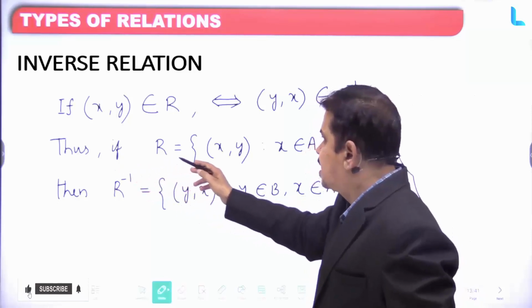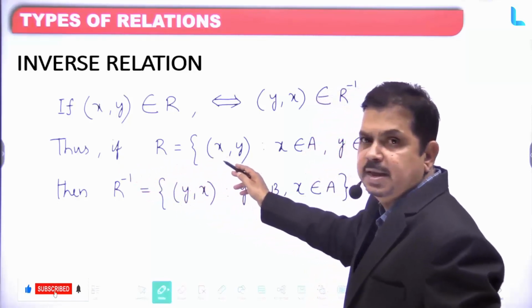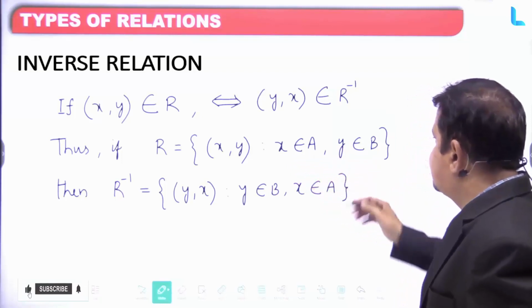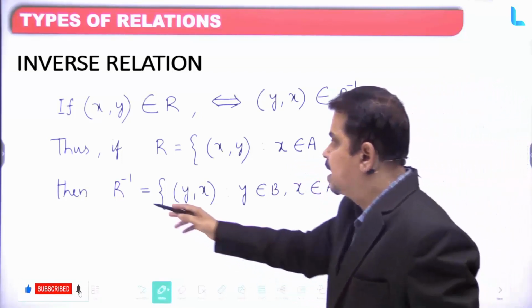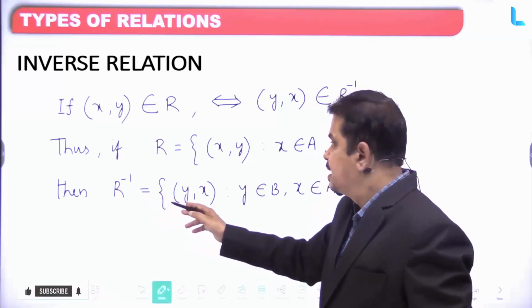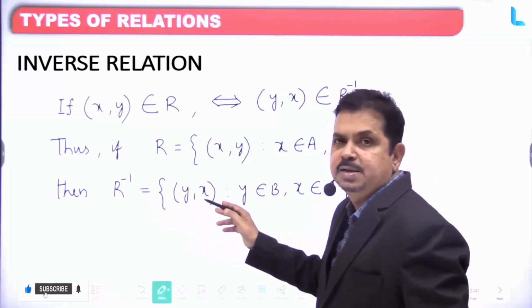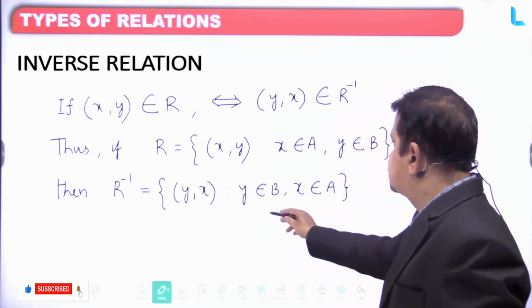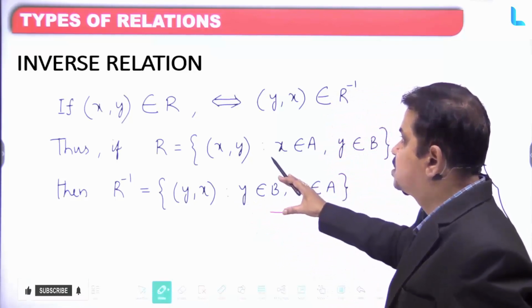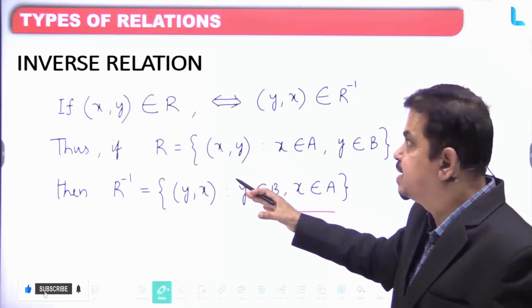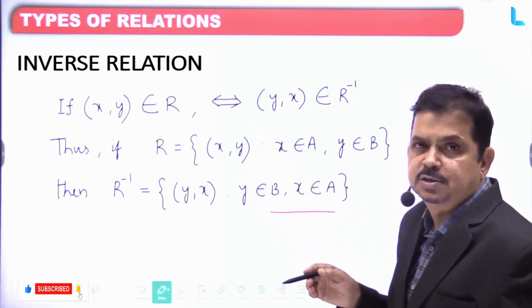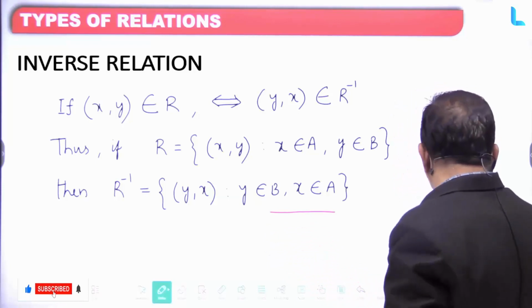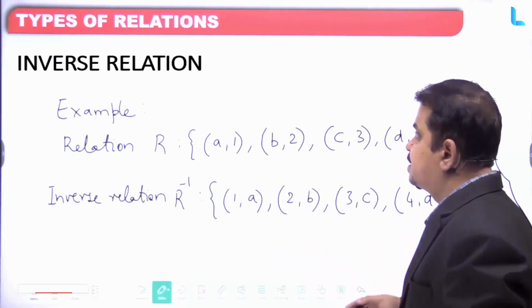Thus if R is equal to a set containing (x, y) such that x belongs to A and y belongs to B, then R inverse is equal to a set containing (y, x) such that y belongs to B and x belongs to A. This is also another way of understanding the inverse relation. Now we can understand further by taking some more examples.